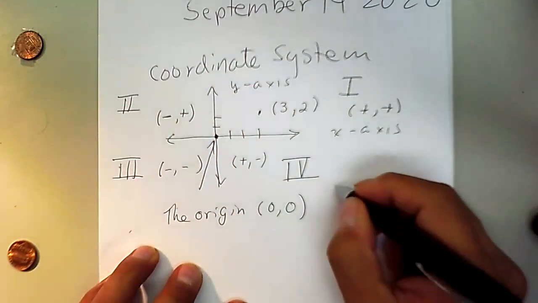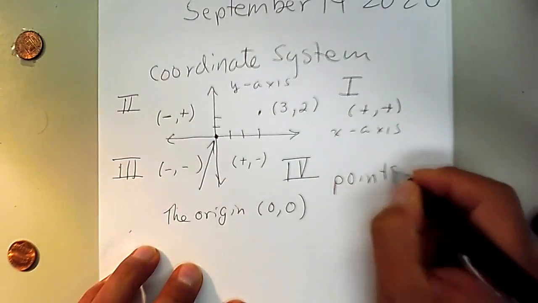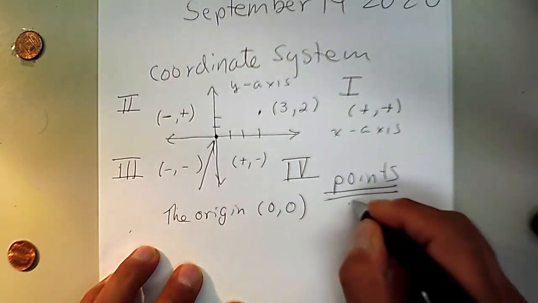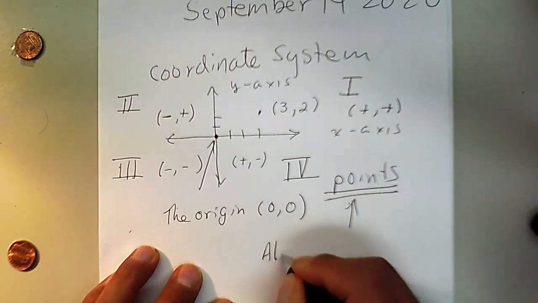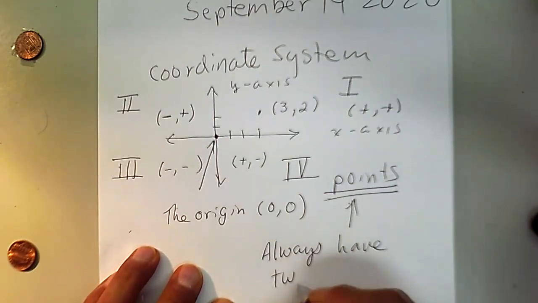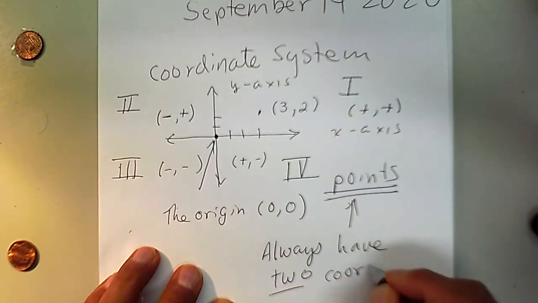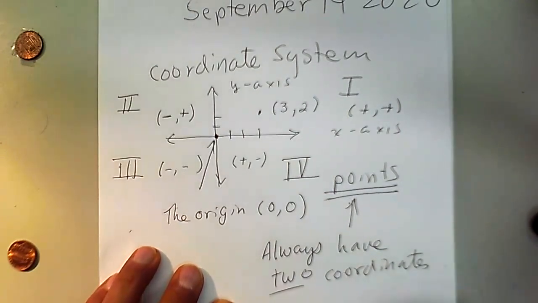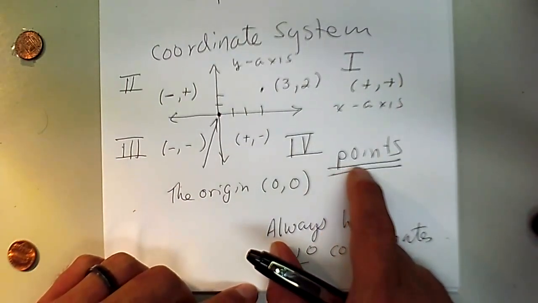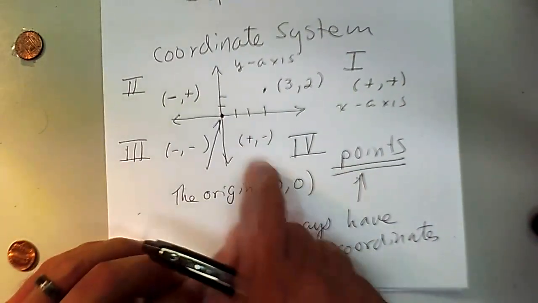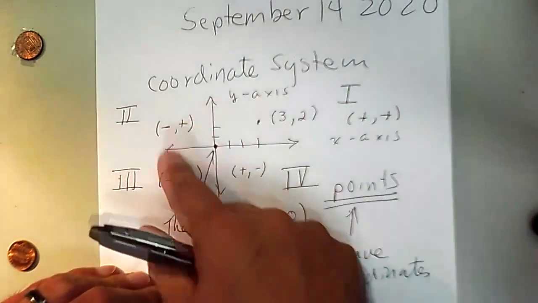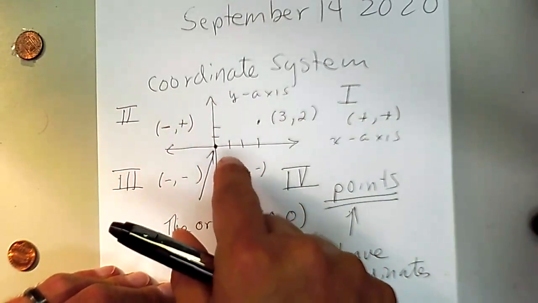So we're going to be talking about points. And points will always have two coordinates. So that's important. Whenever we say a point, we mean two coordinates, especially if we are talking about the Cartesian coordinate system, the two-dimensional. This is called the two-dimensional Cartesian coordinate system.